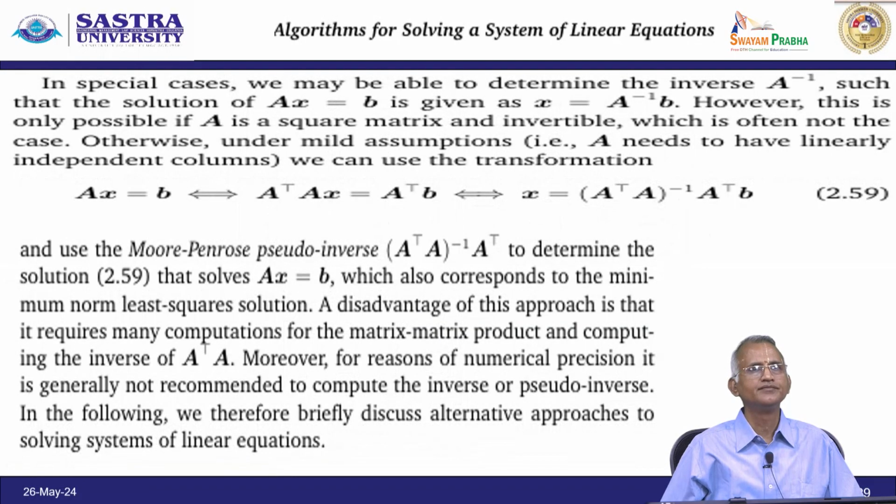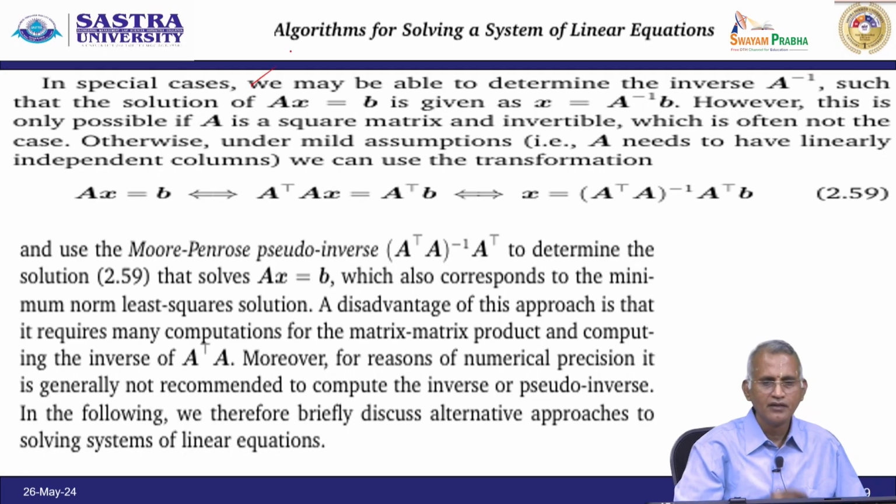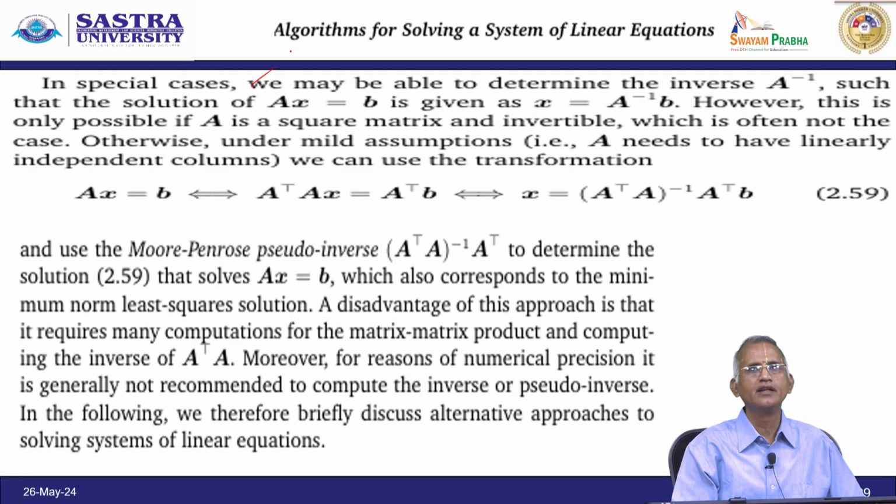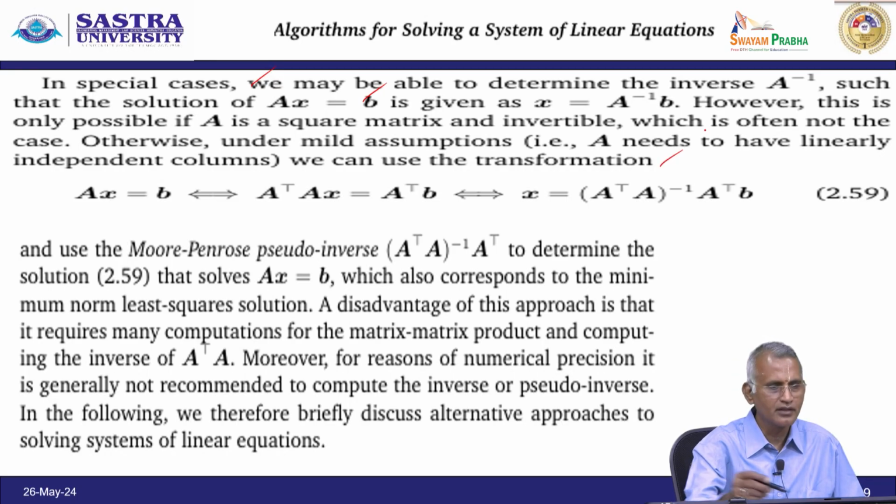Now, for algorithms for solving systems of linear equations, in special cases we may be able to determine the inverse A inverse such that the solution of Ax equals b is given as x equals A inverse b. However, this is only possible if A is a square matrix and invertible, which is often not the case.